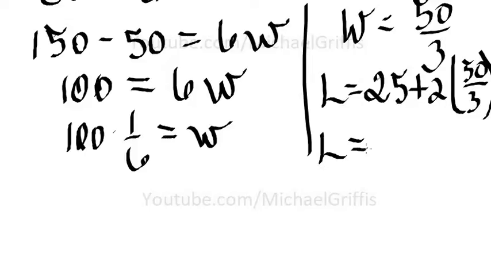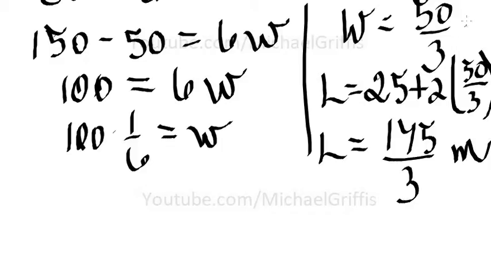So we have 2 times 50 divided by 3 plus 25. Now let's keep that in fraction form. And so I have 175 over 3 as our L. Remember, this is in meters. Okay, we don't want to forget our units.